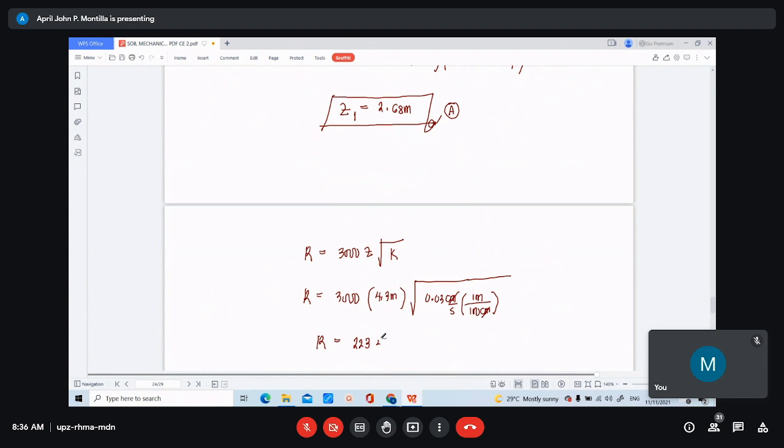223.43 meters. No? Questions? That is the radius of influence.